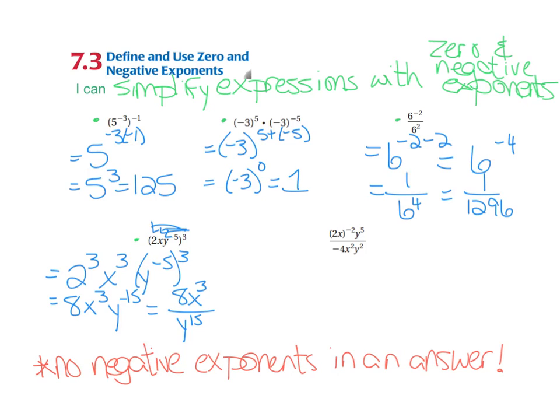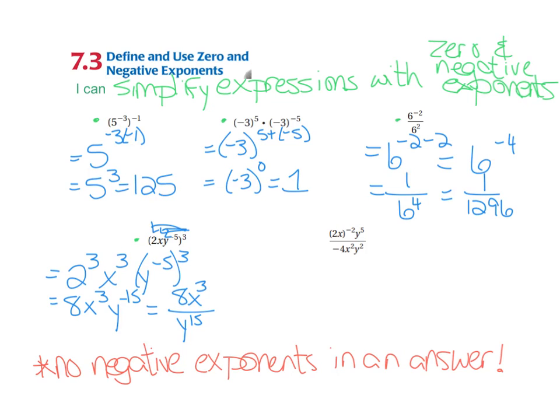Now let's talk about this next one together. It's got lots going on. I see x's in the numerator, x's in the denominator, y's in both. I see numbers. I see a negative exponent. I got a lot going on. There's several things we could do here. I'm just going to talk you through how I would handle this.